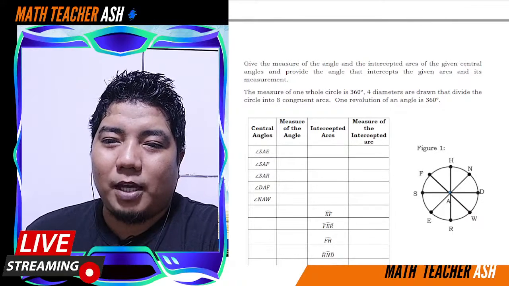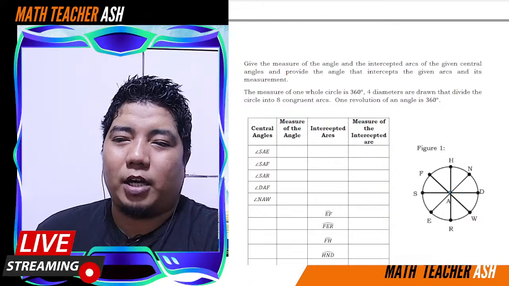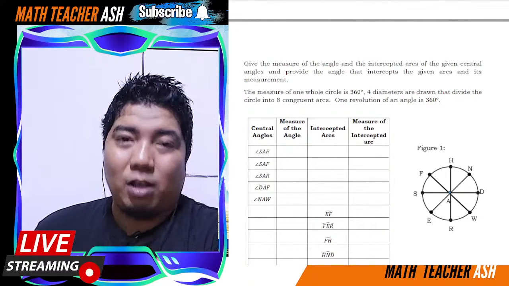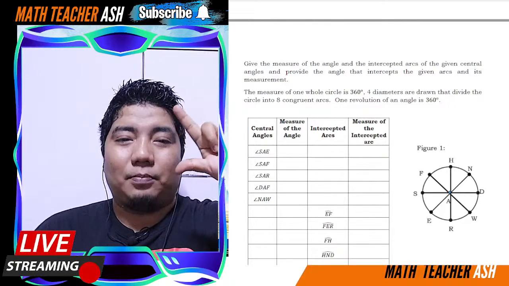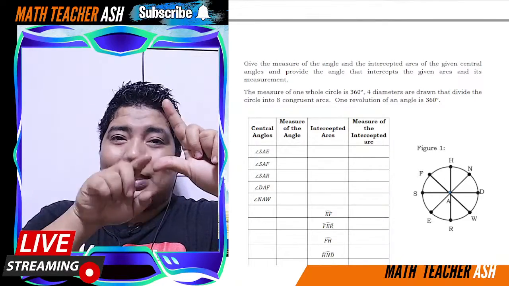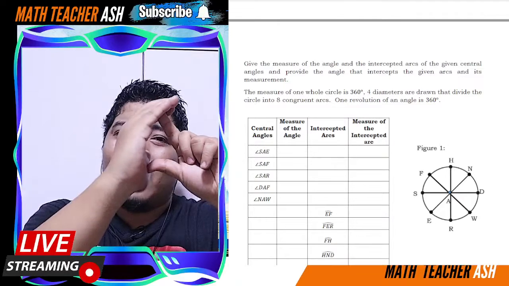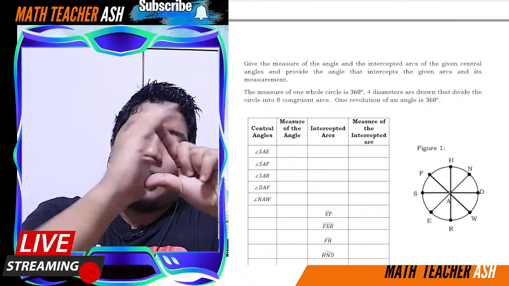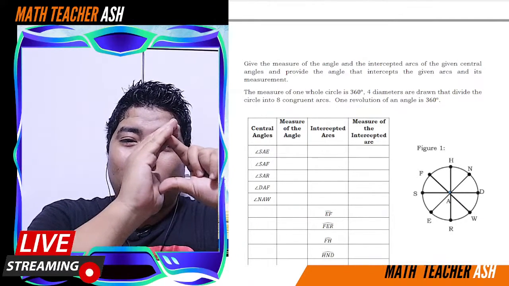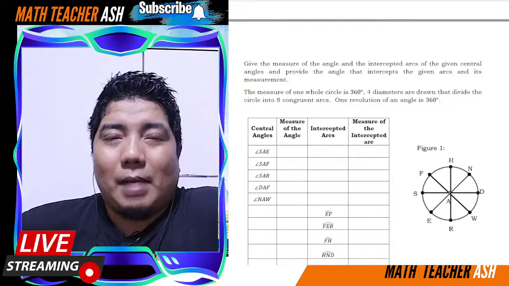So given the measures of the angle and the intercepted arc, ano naman ibig sabihin ng intercepted arc? Okay, so intercepted arc is with relation to the angle. So for example, this is an angle. Say this is an angle inside the circle, then yung kakainin niya na arc, na part ng circle, that is what we call the intercepted arc. Okay? Yan yung kakainin niya. So, ganun lamang po kadali, my dear math learners.